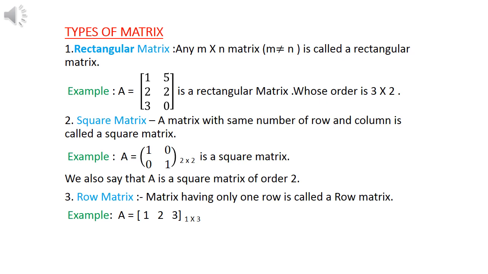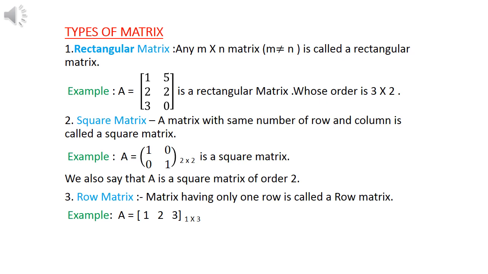In a rectangle, we know that length and breadth are not equal. Here also, the number of rows and number of columns are not equal. Therefore, this matrix is called a rectangular matrix. For example, A is a matrix where there are 3 rows and 2 columns. Therefore, we can say that A is a rectangular matrix whose order is 3 cross 2.